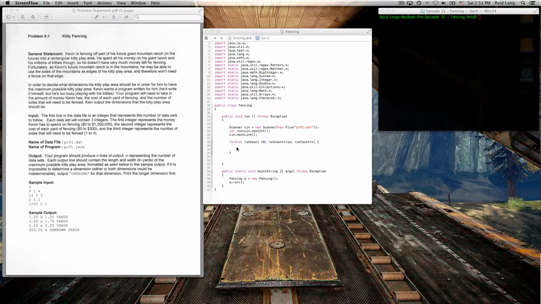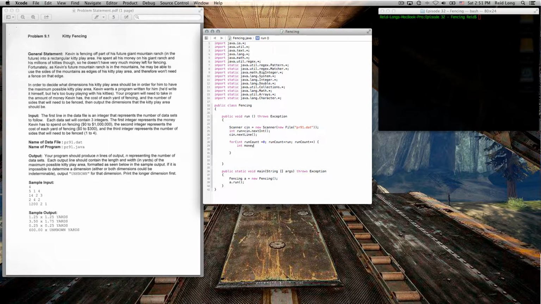Today's problem is called kitty fencing, and there are a couple ways you can probably solve this problem. The easiest one that I found is just using a switch case, because essentially there are three different cases that you have to account for: if the number of sides is 1, if the number of sides is 2 or 4, and if the number of sides is 3. Because the side counts are only going to be 1 through 4, you really don't have to worry about that many cases. It makes it really easy just to use one switch case and solve it that way.